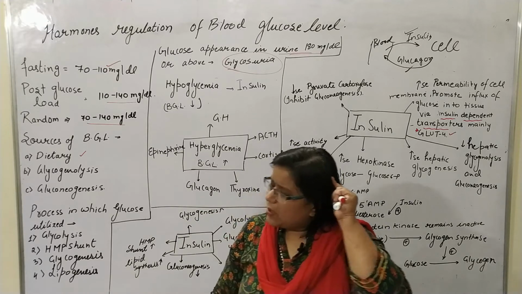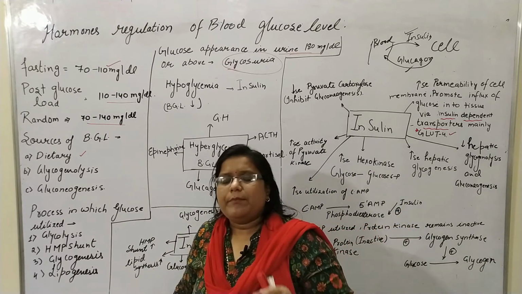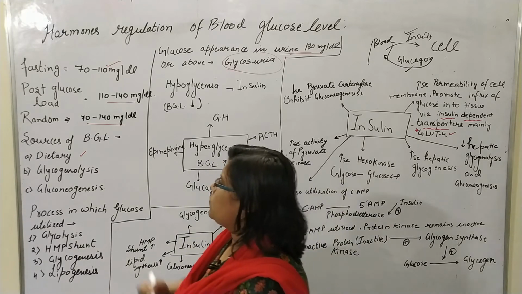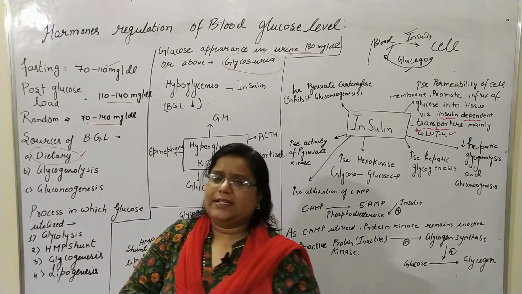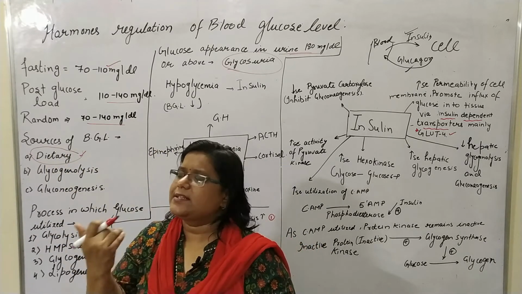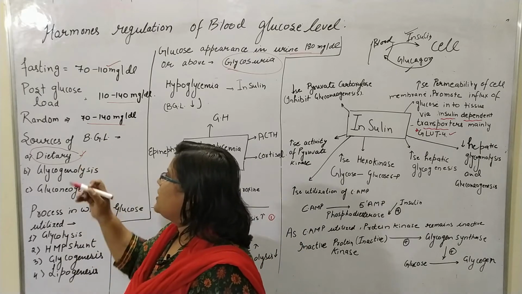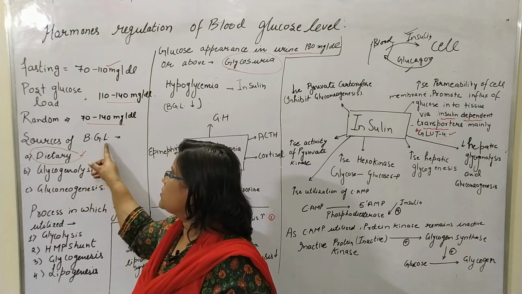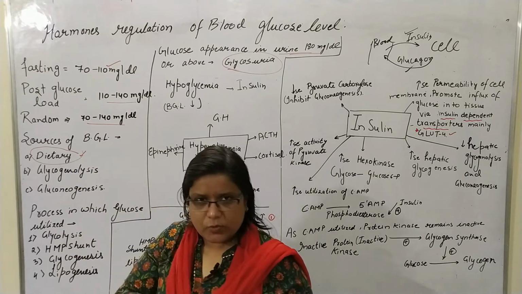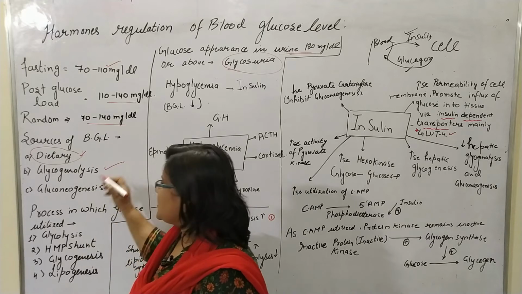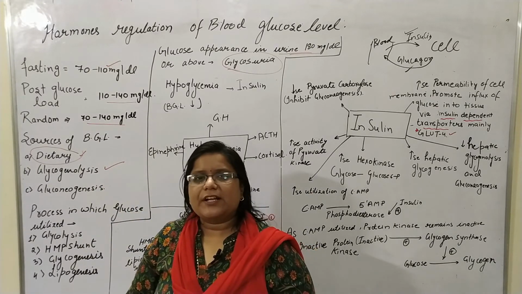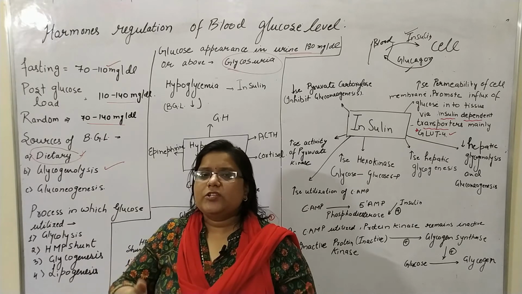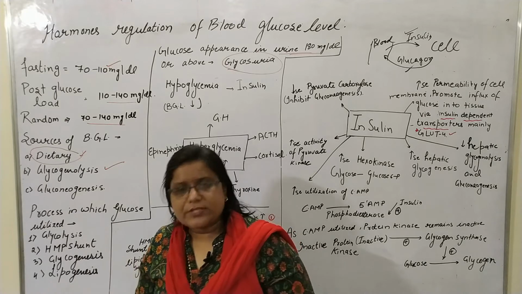Now I want to discuss the sources which increase the blood glucose level. First of all, this is the dietary source. Whatever food we are taking, whether it is a carbohydrate, a protein or a lipid, it increases the blood glucose level. The second is glycogenolysis, the conversion of glycogen into glucose. If glycogen is converted into glucose, it will increase our blood glucose level.